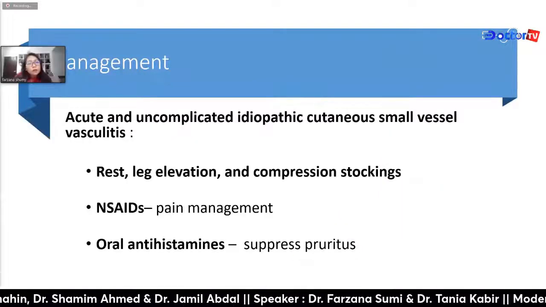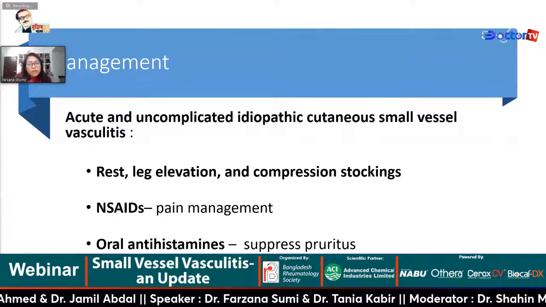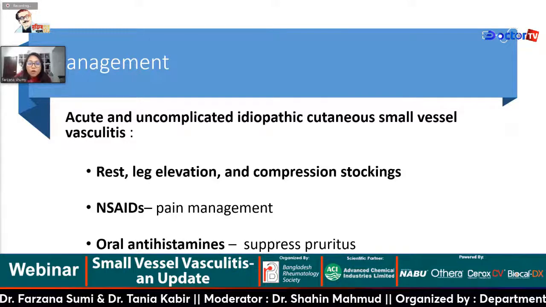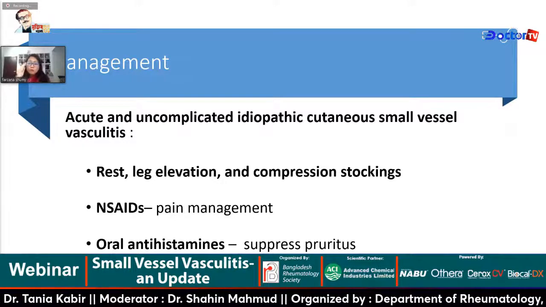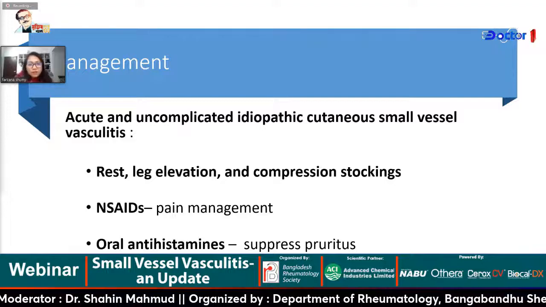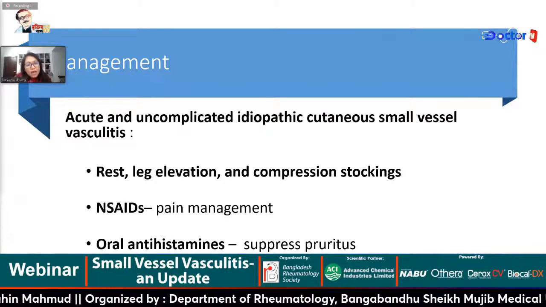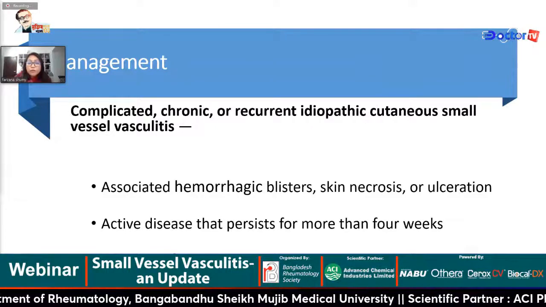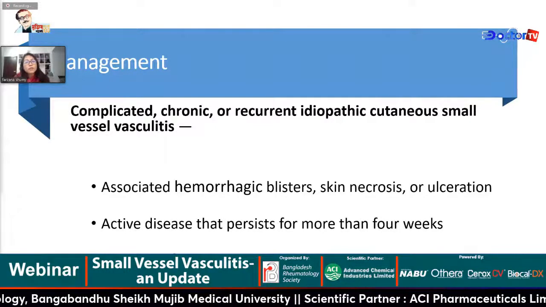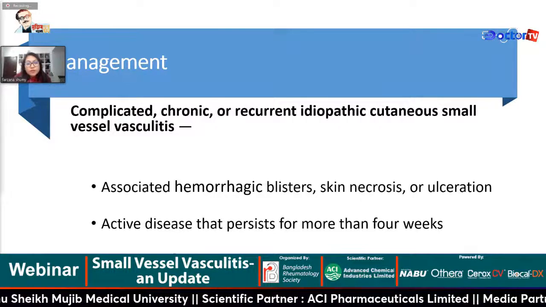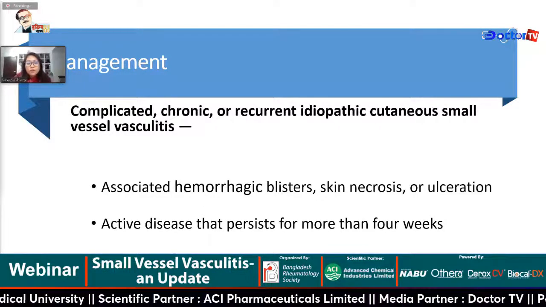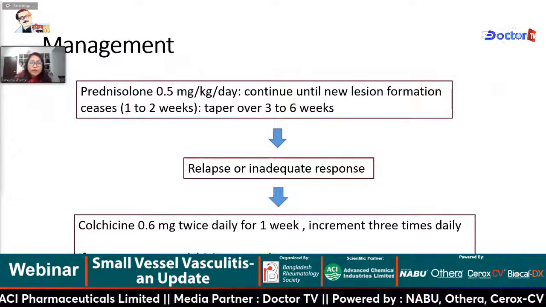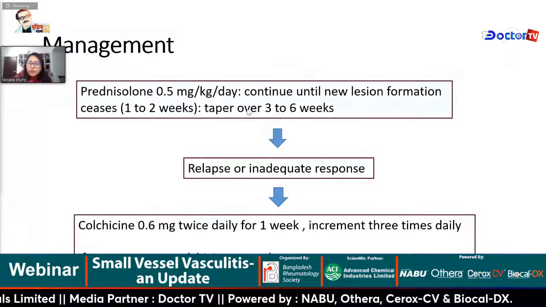So management for acute, uncomplicated, idiopathic cutaneous small vessel vasculitis includes rest, leg elevation, and compression stockings, which will help to prevent the deposition of immune complex in the legs, NSAIDs for pain management, and oral antihistamines for pruritus. But if it is complicated, like when the cutaneous lesion produces necrosis or ulceration, if active disease persists for more than 4 weeks, or if there is a history of prior recurrence, we should manage the patient with steroids, and we can gradually taper over 3 to 6 weeks.